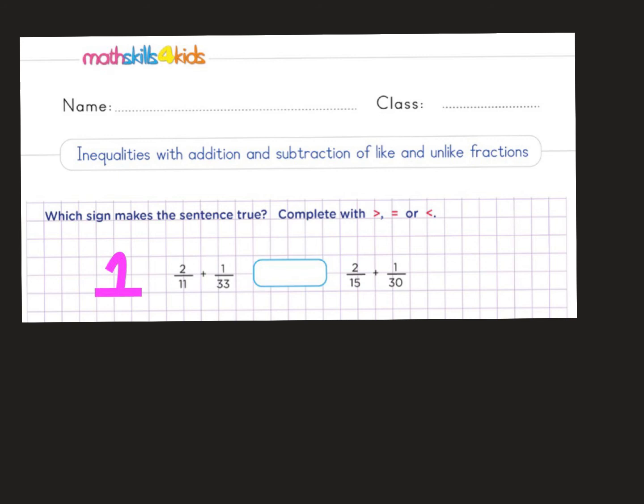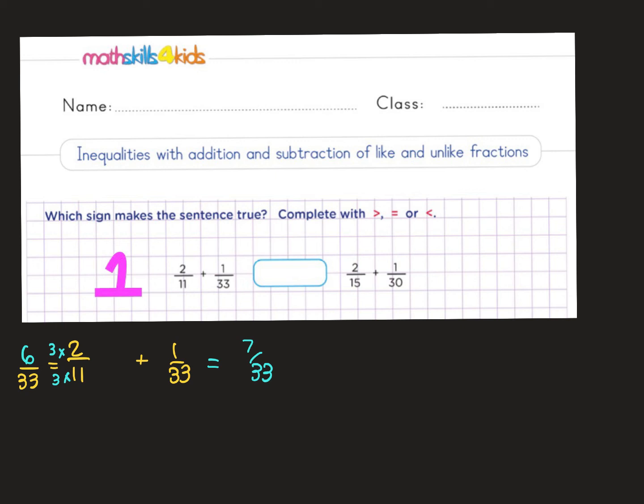So none of them have common denominators, so I've got to change 2 11ths and 1/33 into common denominators. They both can make 33. How do I make 33? By multiplying by 3. So I get a 6. 6 over 33 plus 1 over 33 is 7 over 33. Ask yourself, can it be simplified? The answer is no, it cannot be simplified.